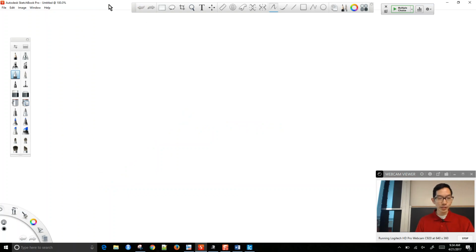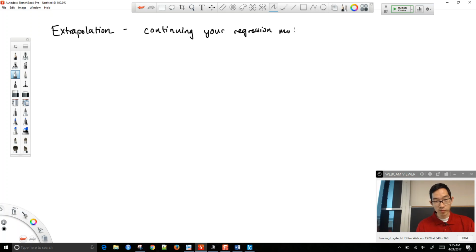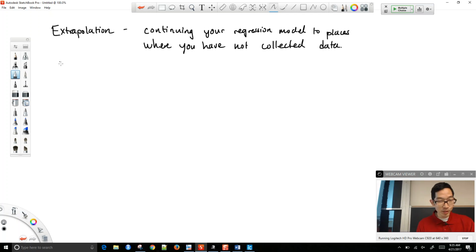All right. Another one is extrapolation. Extrapolation basically is the idea of continuing your regression model to places where you have not collected data. Okay, and basically the warning is do not do this.